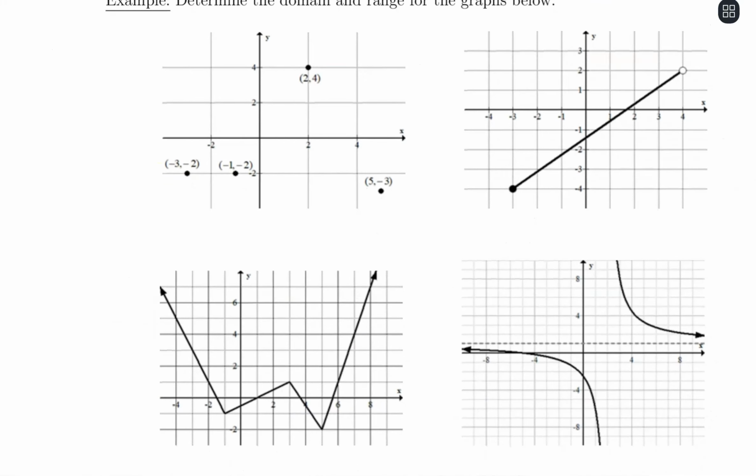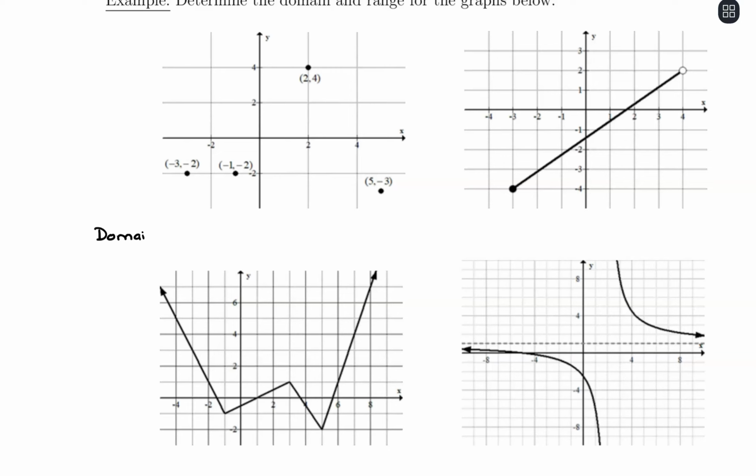Now with these different graphs, this first graph, what you'll see is that these are discrete coordinates that are plotted here, and what that means is just separated coordinates. We have -3, -2, -1, -2, 2, 4, and 5, -3. They're not connected in any way. So describing the domain and range, what we're going to do is, in this case, just list values. So what we're going to have is for domain.